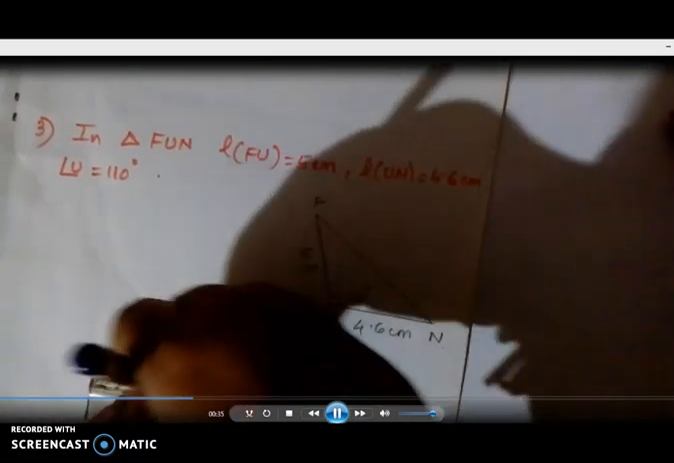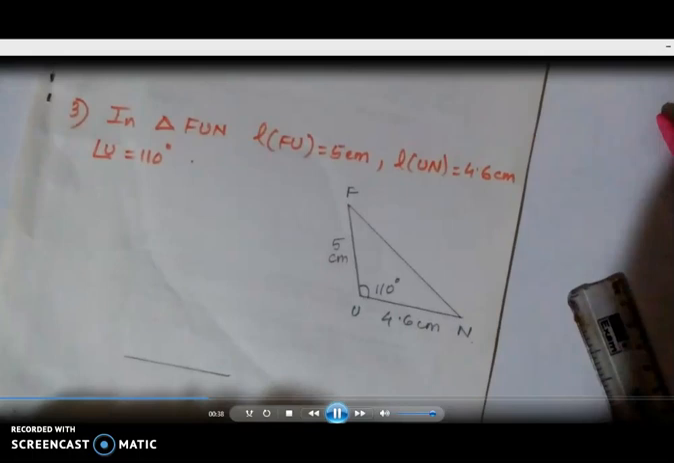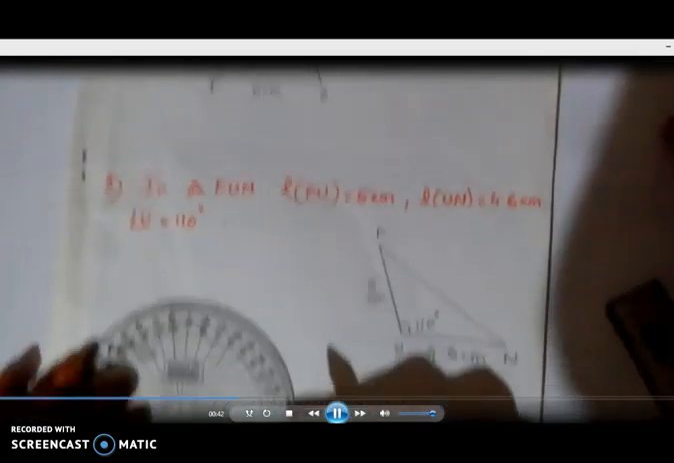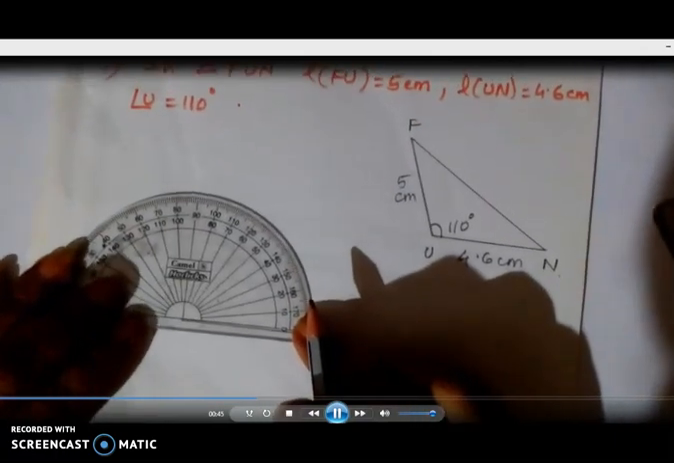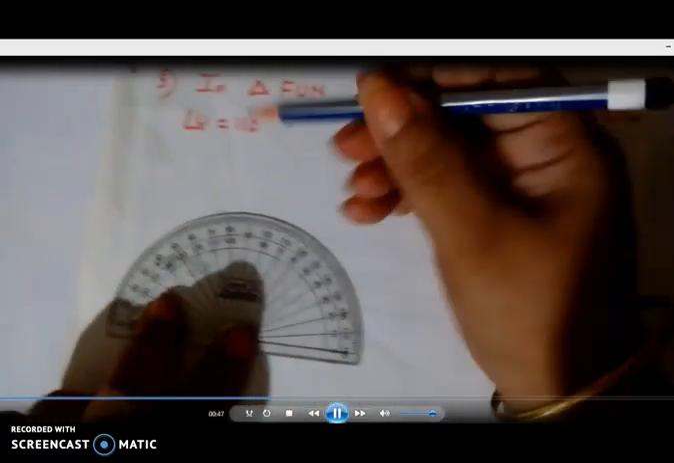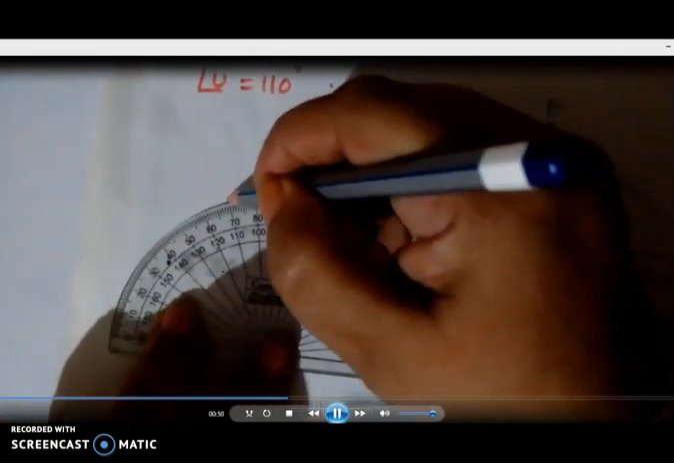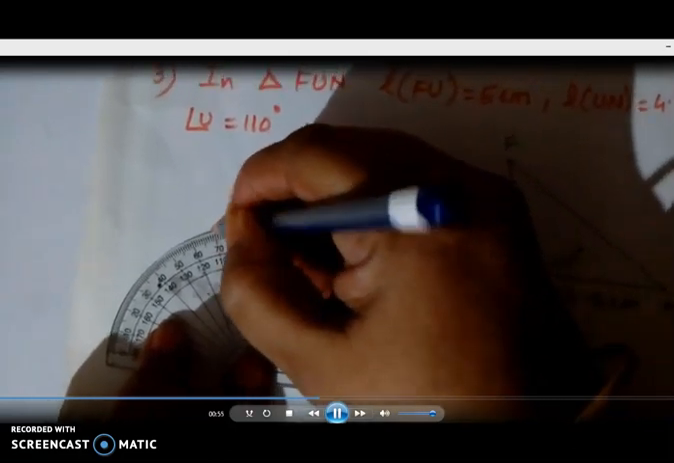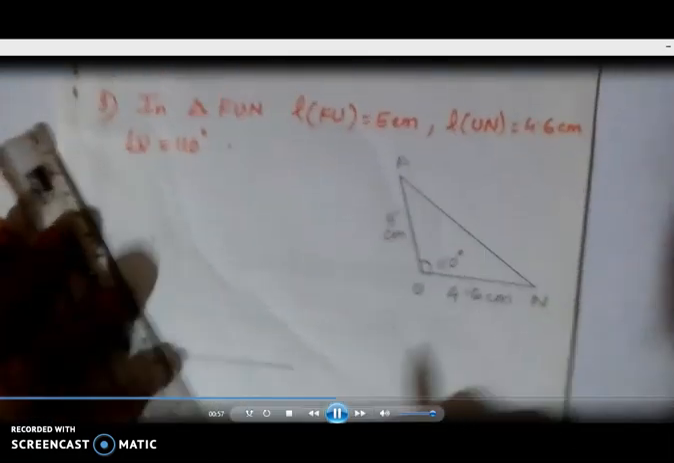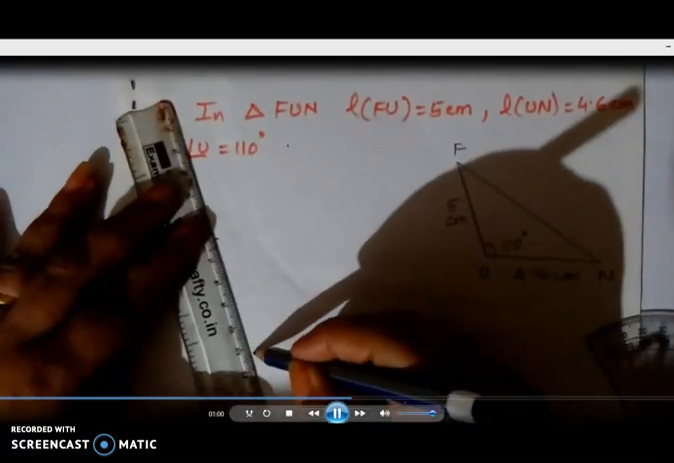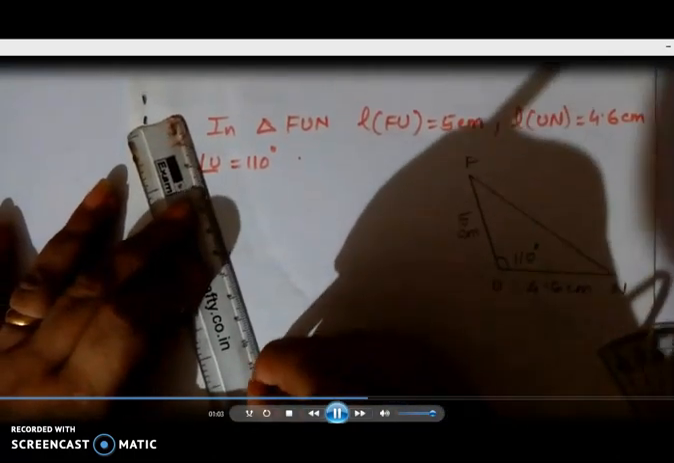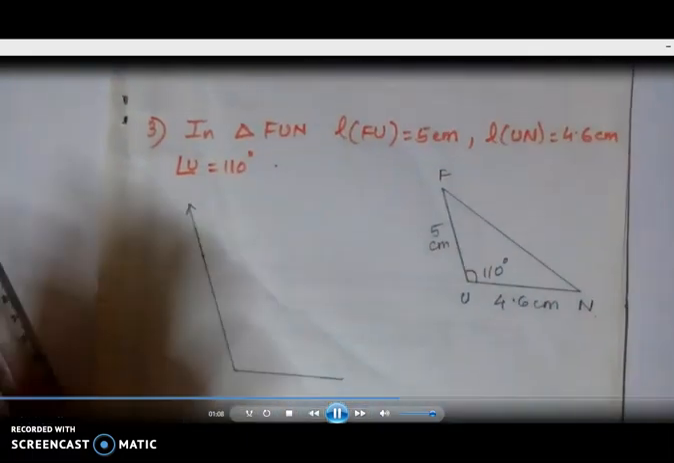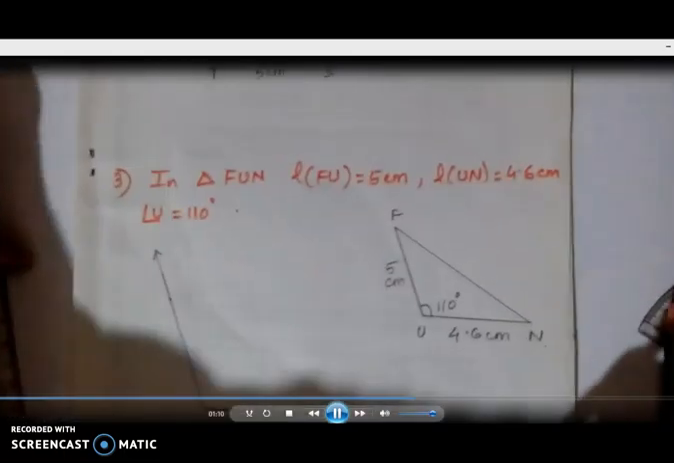4.6 cm. Now with the protractor, we will measure obtuse angle equal to 110 degree. And now we will measure 5 cm on the scale.